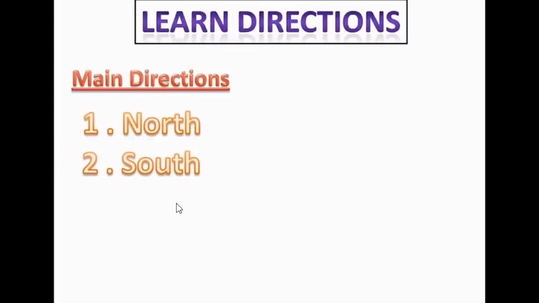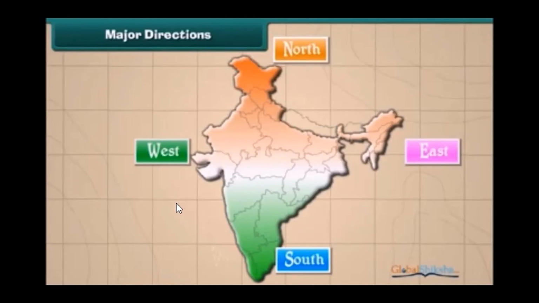Main directions: north, south, east and west. There are four main directions. This is the map of India. In this map, the topmost point shows north and the bottom point shows south. Right hand point shows east and left hand point shows west.